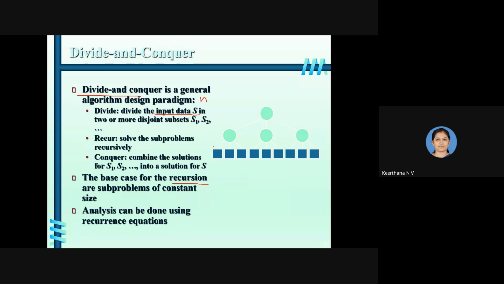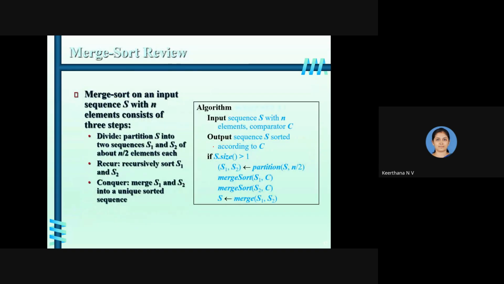This is how the analysis can be done. Here, analysis can be done based on how many times the recursive functions are called for your defined problem. So based on that only, the analysis will be calculated. Analysis means your performance analysis by means of time complexity and space complexity. So this is a typical merge sort algorithm.